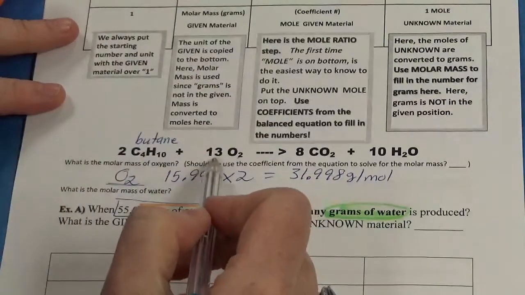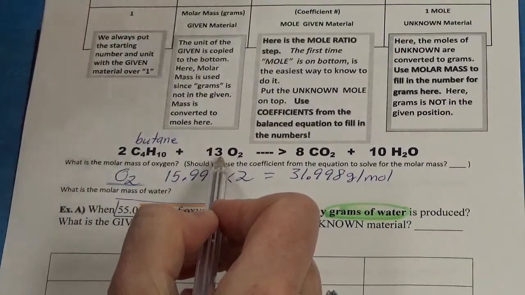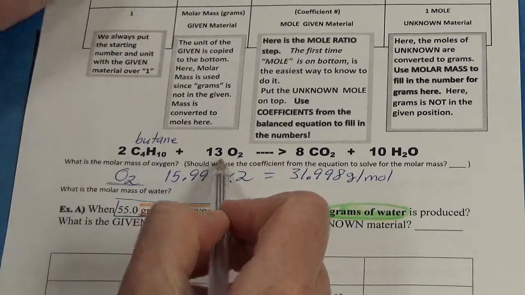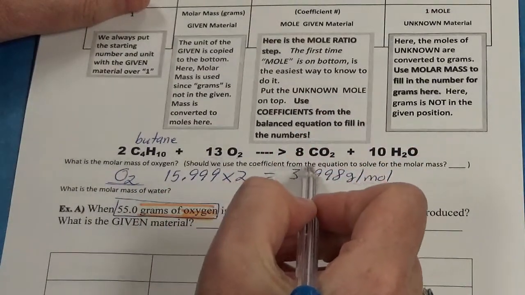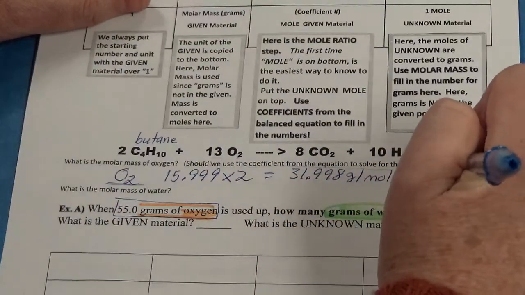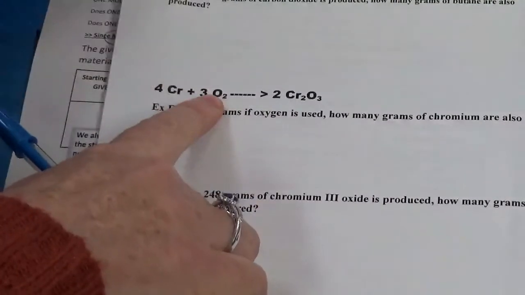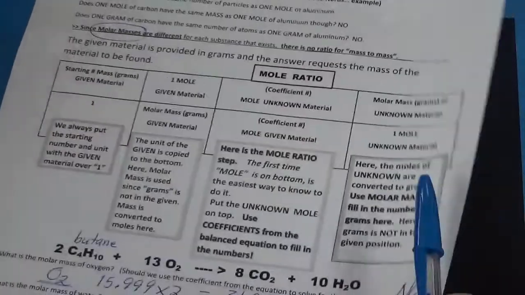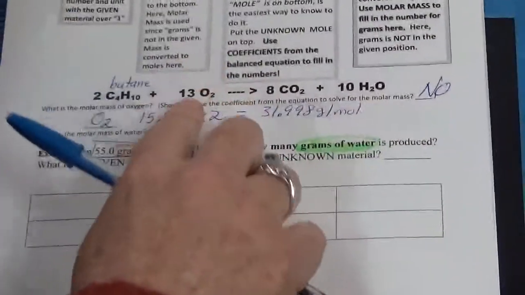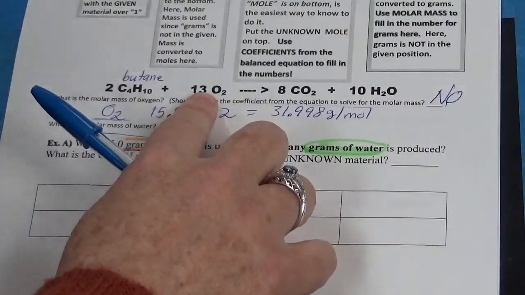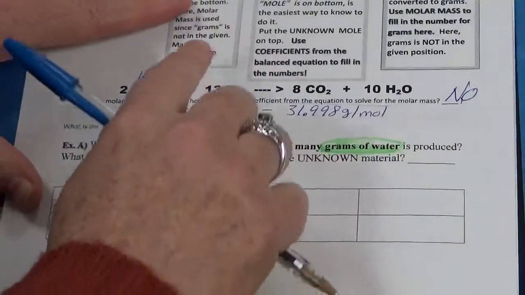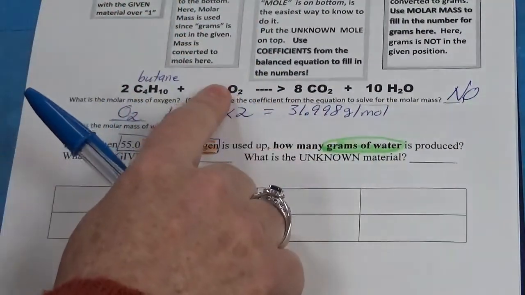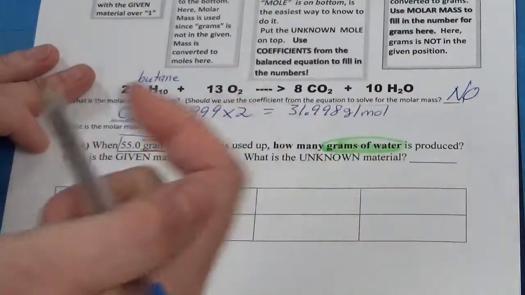Okay, notice even though oxygen had 13 for the coefficient here, that is not part of the formula. So should we use the coefficient from the equation to solve for molar mass? No, because the coefficient 13 is not going to always be there. In this equation, the coefficient's 3, but you see O2 is still oxygen. So whether you have 13 oxygens, or 3, or 5, or 25, it doesn't matter. Oxygen is O2. How many of them? That's a different part of the calculation steps.